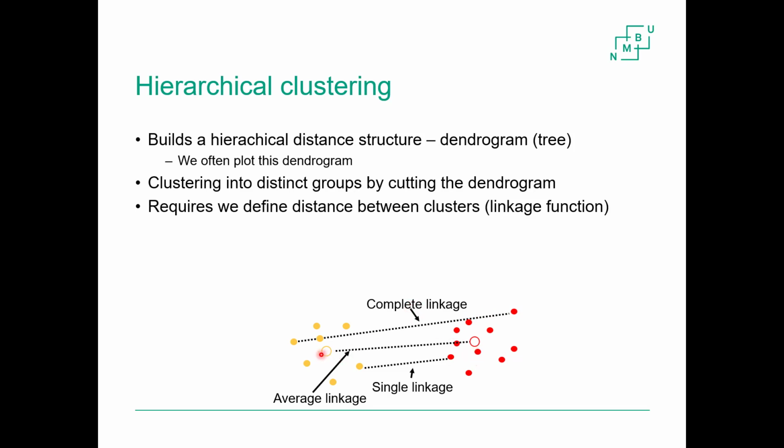And then the average is, of course, somewhere between these two extremes. And that is perhaps why it is the most common, because then it's not extreme in either direction.